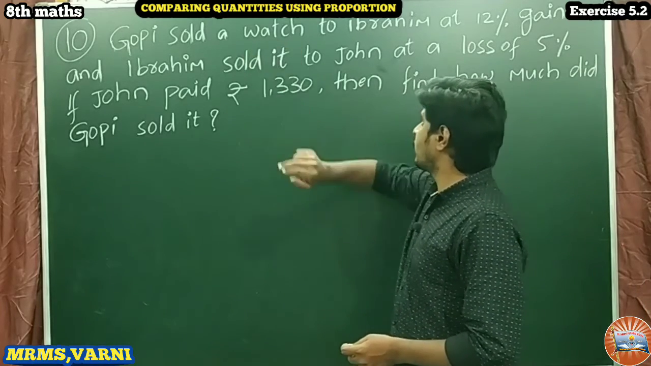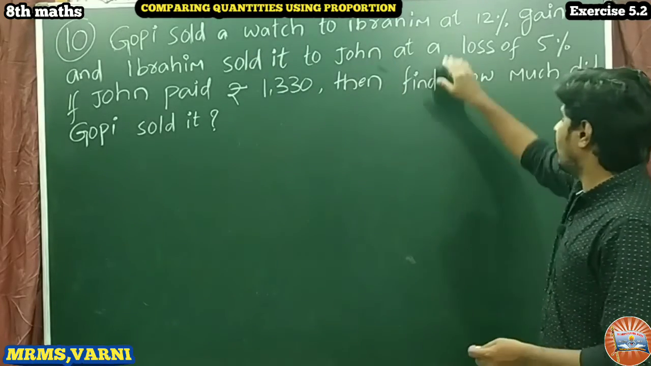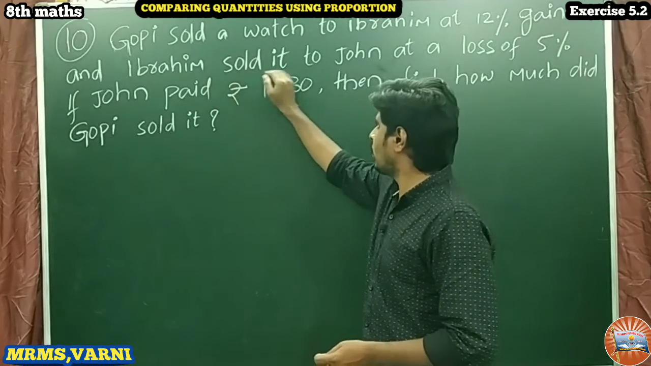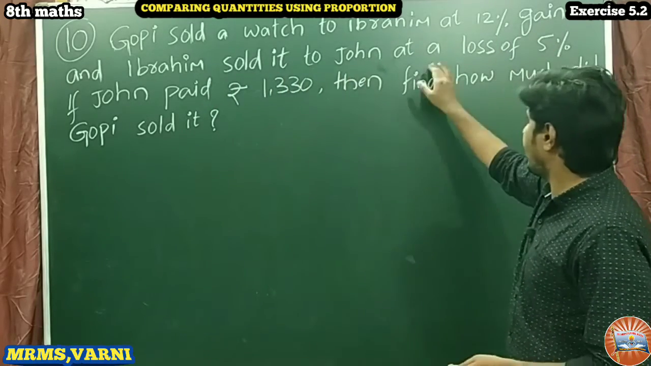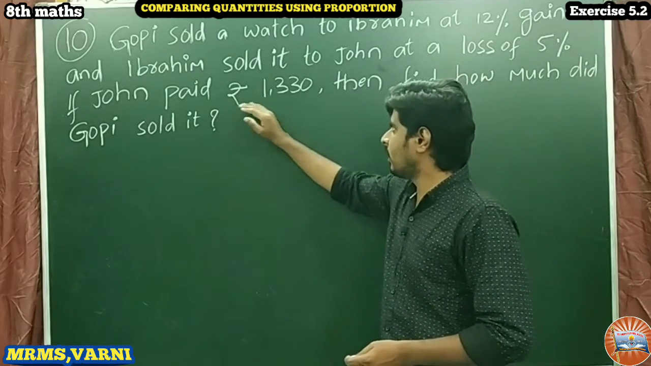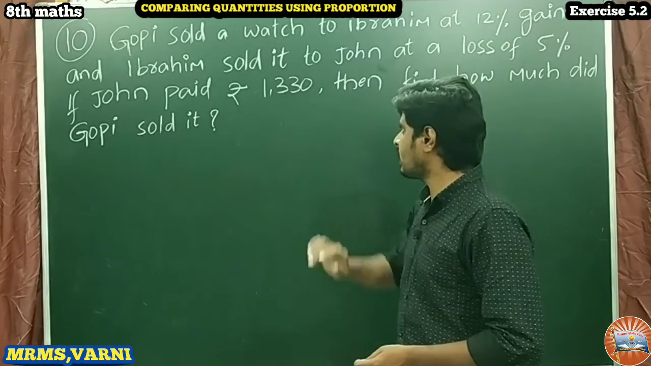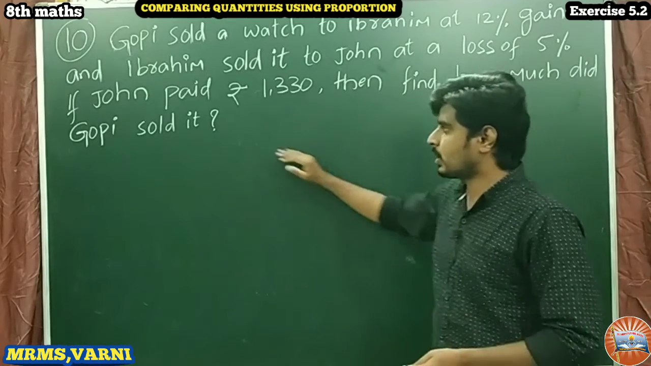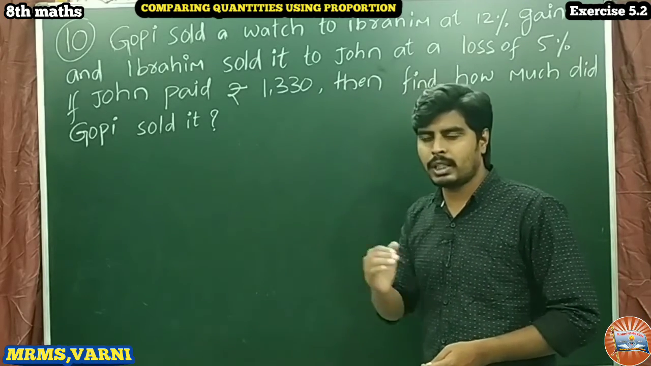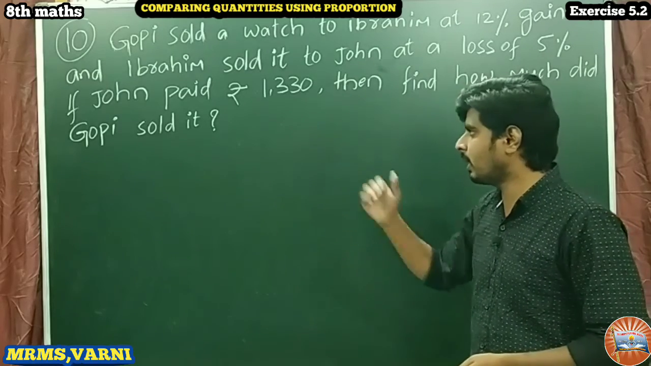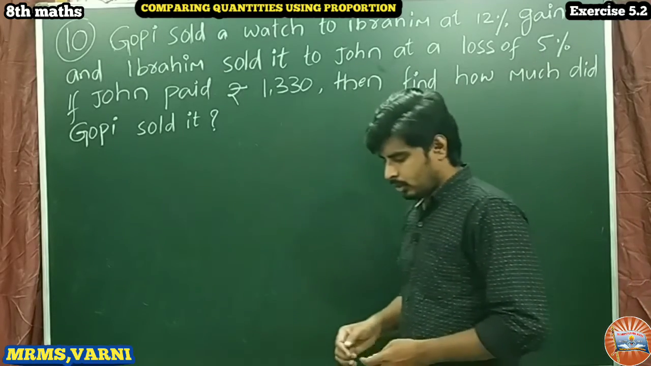Gopi sold a watch to Ibrahim at 12% gain and Ibrahim sold it to John at a loss of 5%. If John paid 1330 rupees, then find how much Gopi sold it for. So we have to find Gopi's selling price. Okay, we have to find Gopi's SP. Look at carefully here.